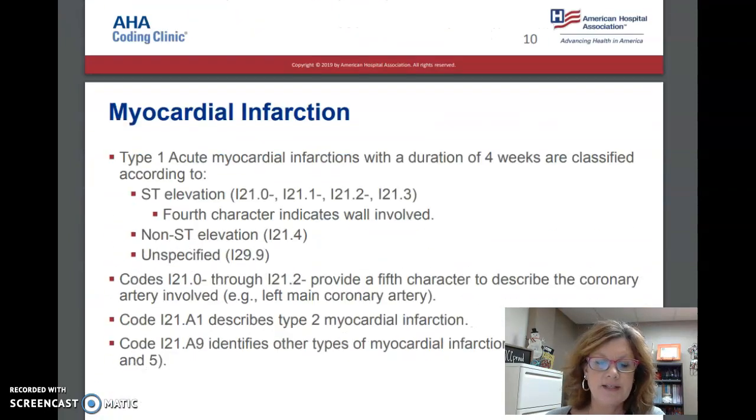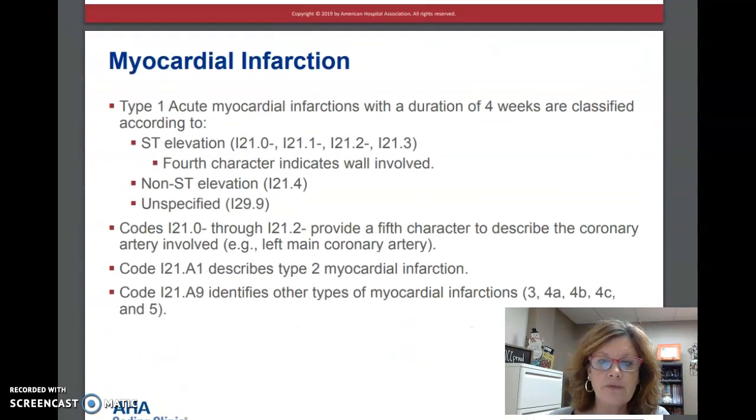Okay, so the next thing we're going to do is myocardial infarctions. Okay, keep in mind, this basically in lay terms means heart attack. Okay, so with an MI, a couple of different rules. Okay, so we have an MI with a duration of 4 weeks or less classified to an ST elevation, which is I21.0 through I21.3.